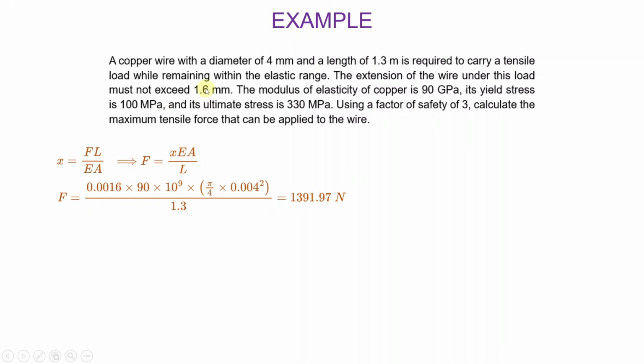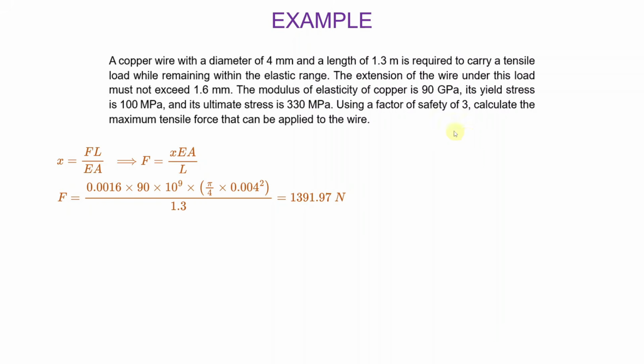But this is not the end of it, because not only do we need our extension to not be greater than 1.6 millimeters, but we also want our factor of safety to be equal to 3. Now, remember, I gave you two equations for the factor of safety. One was equal to the ultimate stress divided by the working stress. The other was equal to the yield stress divided by the working stress. Now, which one are you going to use here?